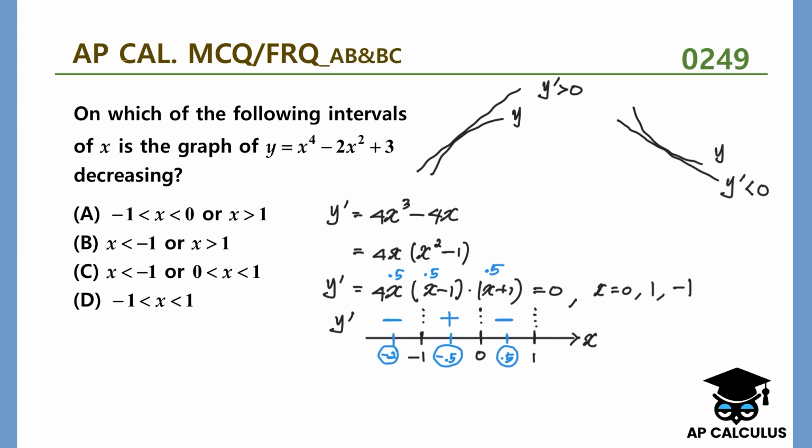Last, we're going to substitute any number greater than 1. Let's substitute 2. If we substitute 2 for x, that's positive; 2 minus 1 is positive; 2 plus 1 is positive. So here we have a positive. So function y is decreasing on the intervals where y prime is negative, right? This interval right here, and this interval right here.